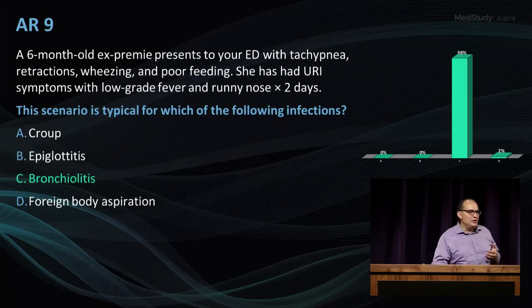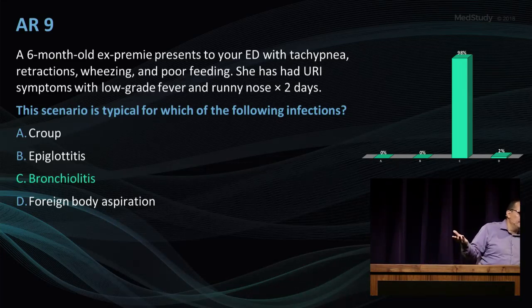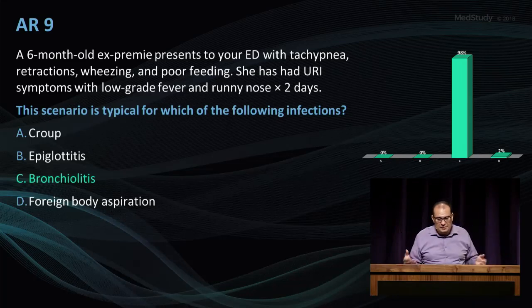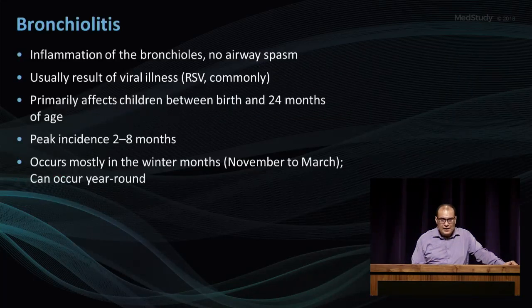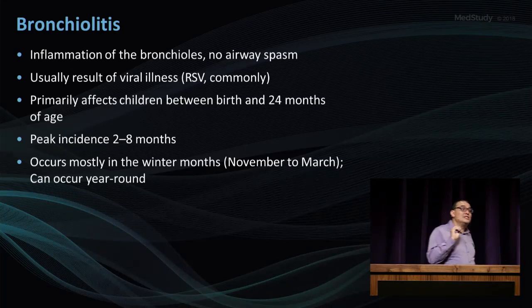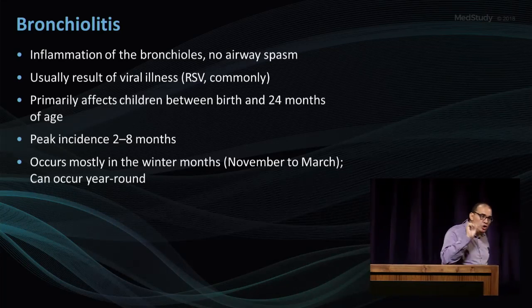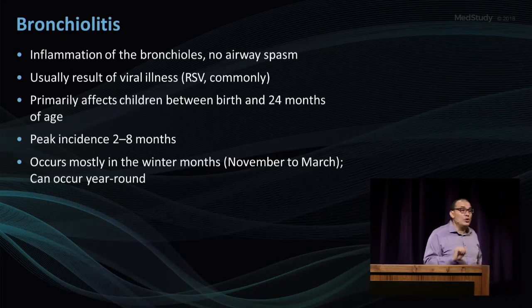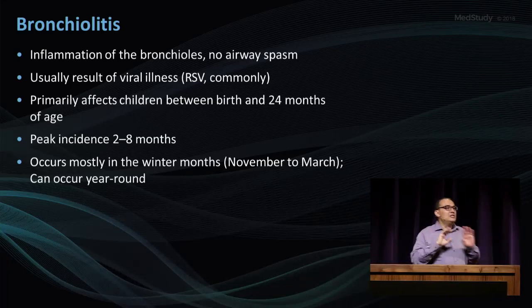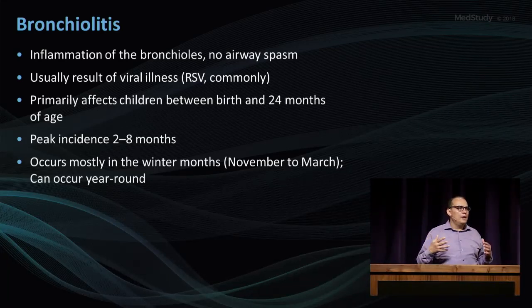So he did not mention in the exam or in the presentation that there was stridor, so it can't be croup. If you don't have the sign, maybe it's not bad to be because of stridor, but it's not. So bronchiolitis, very good. It's inflammation, from the name, inflammation of the bronchioles. Virally induced bronchiolitis. No airway spasm.